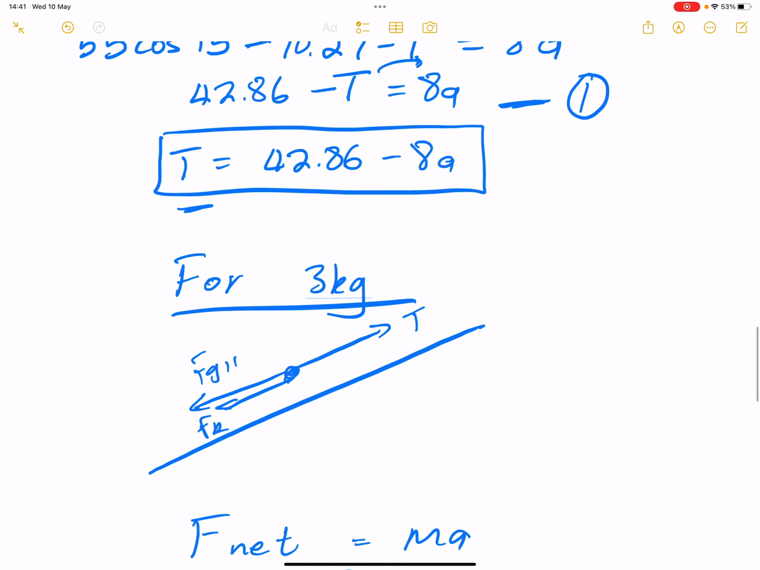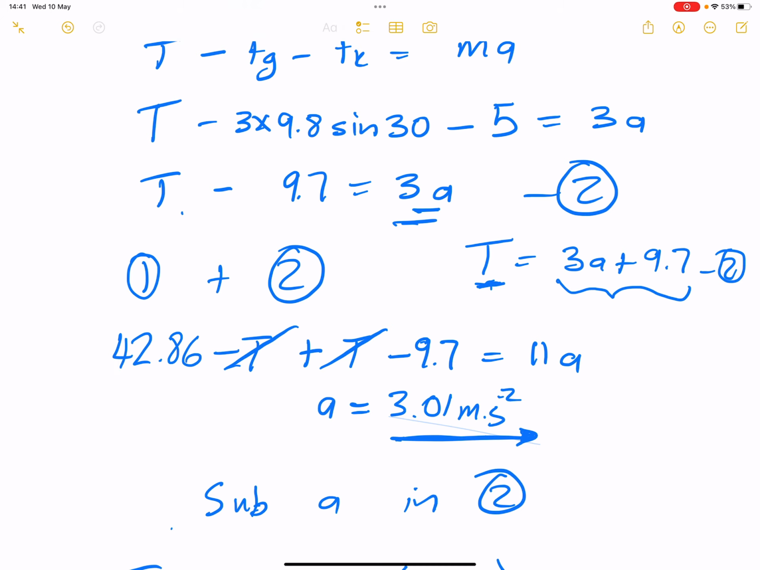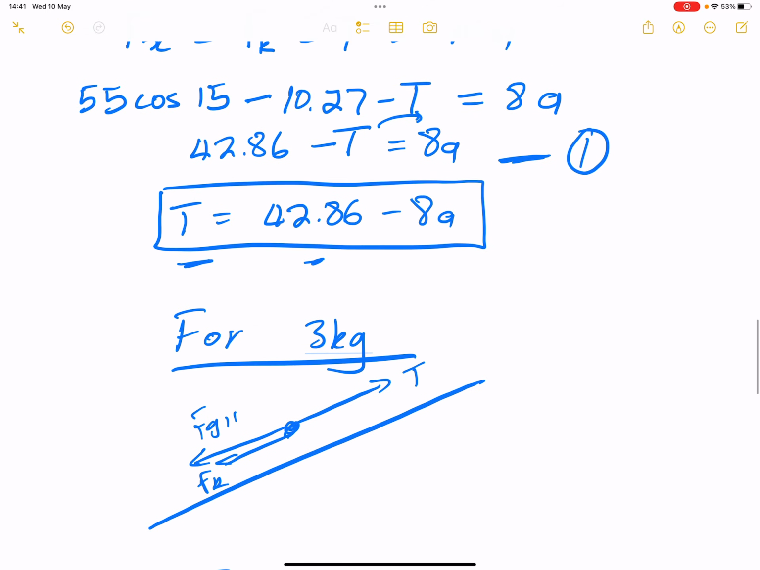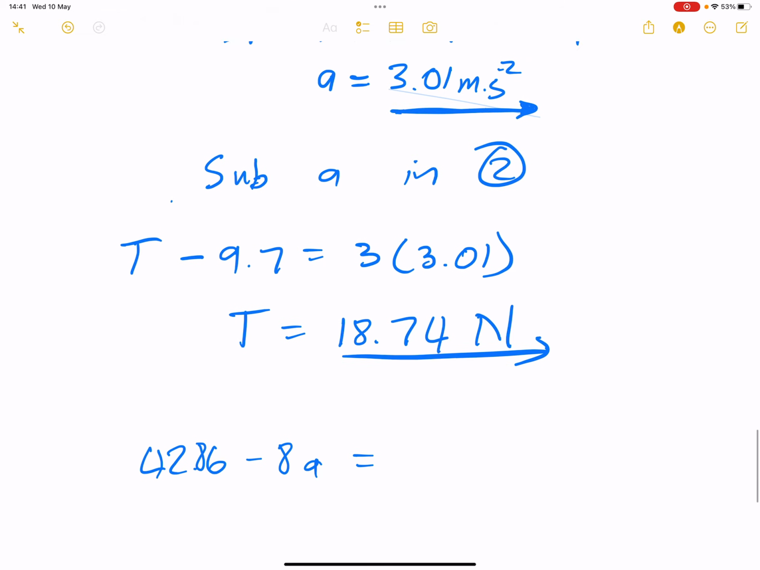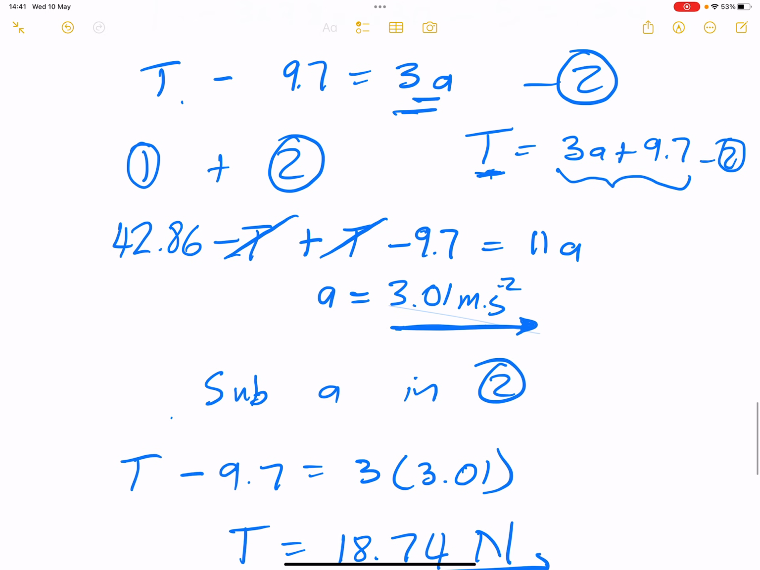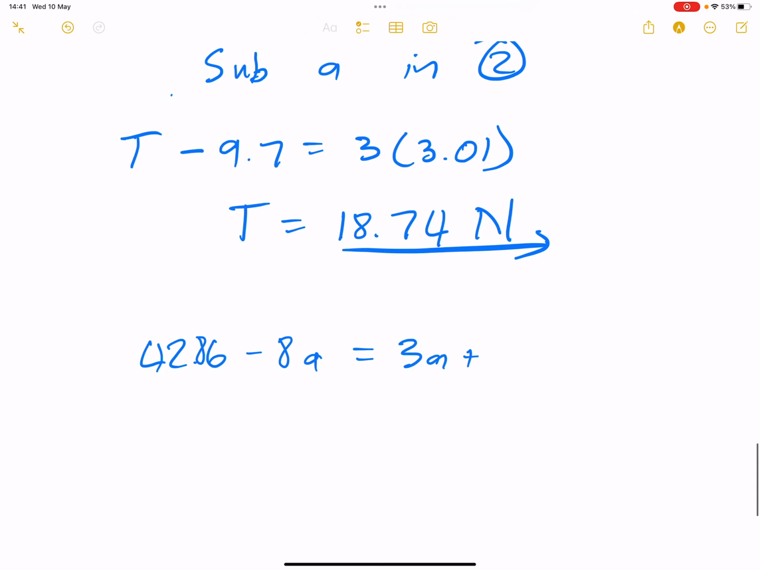So take what I have here, 42.86 plus 8A, so that would be minus 8A rather. So I would say 42.86 minus 8A would therefore be equal to, if I made T the subject of the formula here, 3A plus 9.7. And of course, you can now work out the value of A and do the very same thing that I did there. Right, ladies and gents, I hope that made sense.